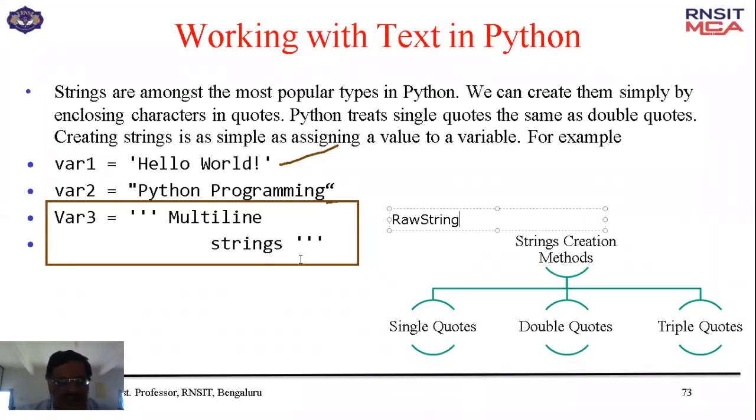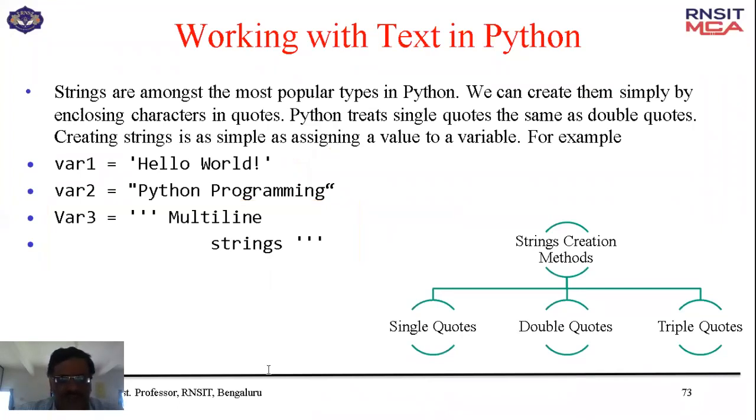So how do you create a raw string? Very simple, by using triple quotes. We store the data, and that data we call a raw string. That is very important, and you can store everything in the raw string. That is one thing that should always be noted.